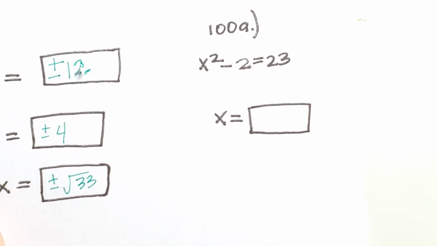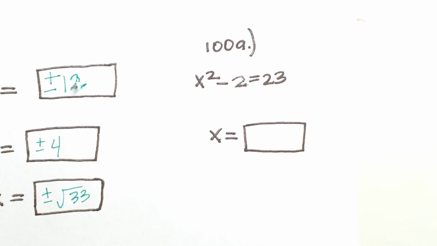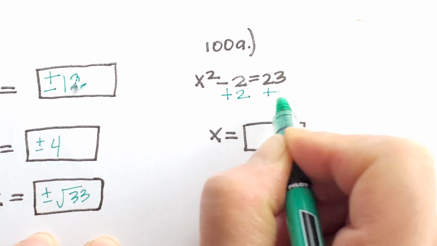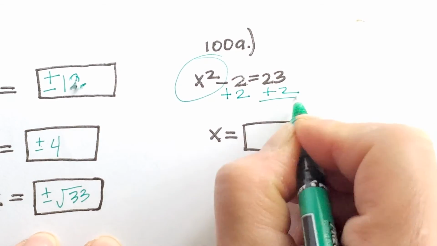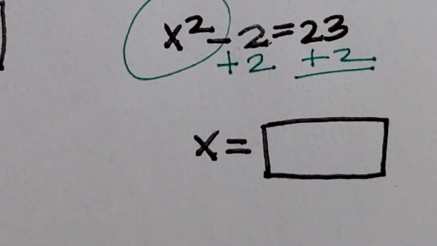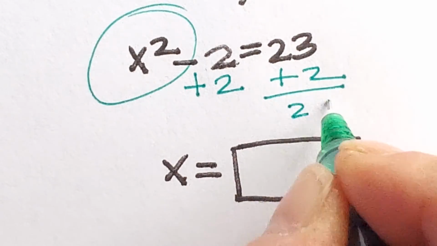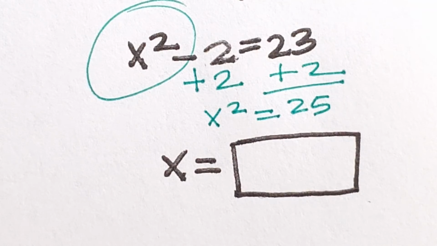Okay, moving on. X squared minus 2 equals 23. I just threw in that negative 2 there for a little bit more of a challenge. But we are going to add 2 to both sides in order to get this x squared by itself. So 25, drop my x squared, equals 25.